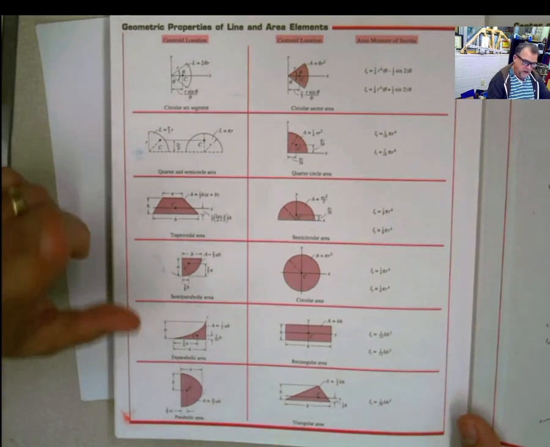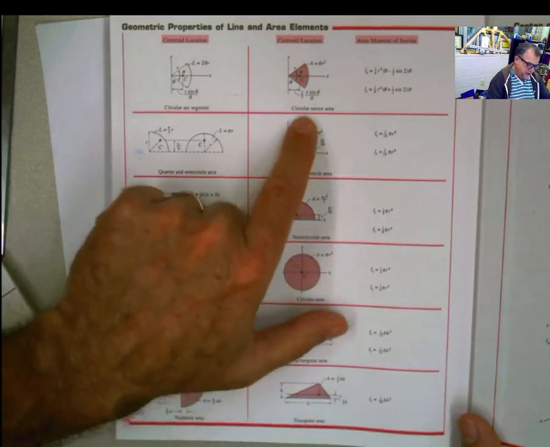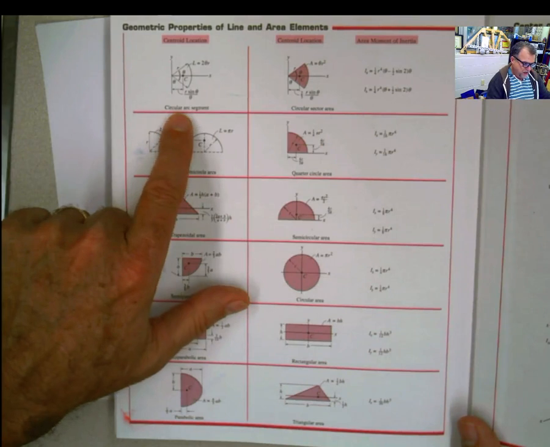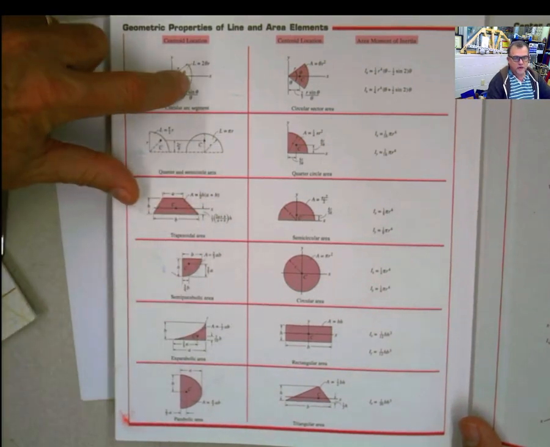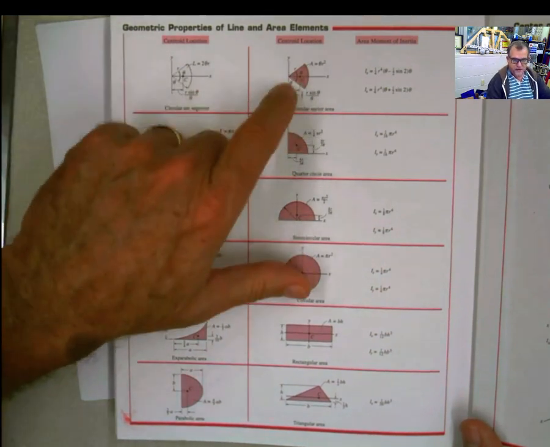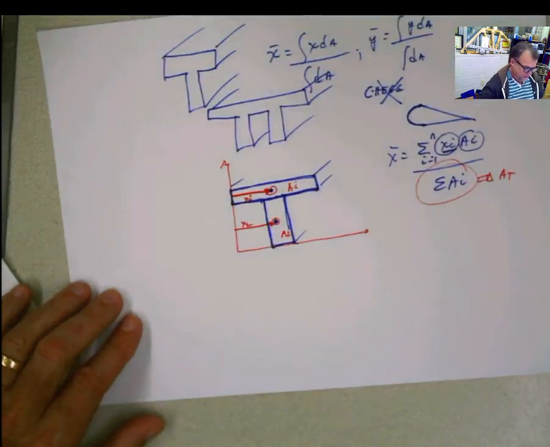Now be careful when you use this table, because there is a distinction between circular sector area and circular arc segment. The arc segment is just the line, used when you're using centroid of lines, but this area is just the area, not the line. So be careful with that, because we're going to be using those tables in several problems.